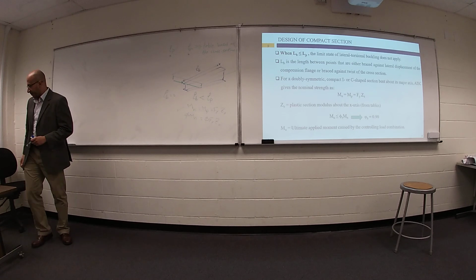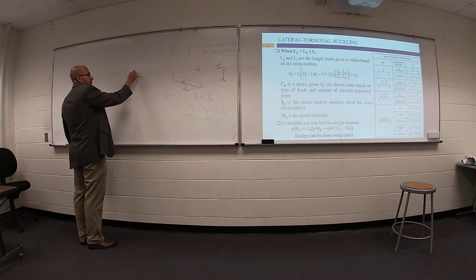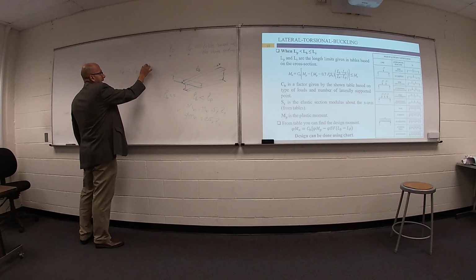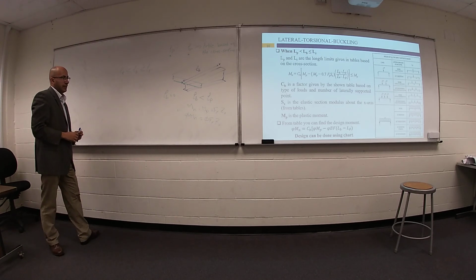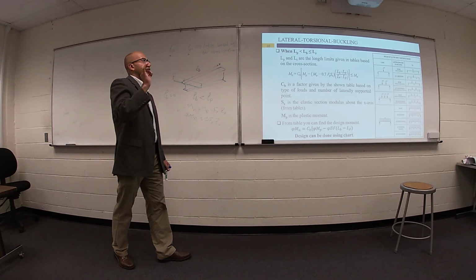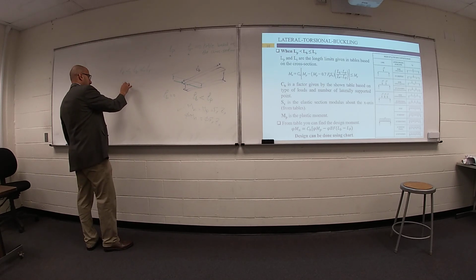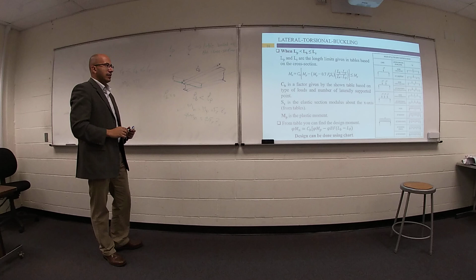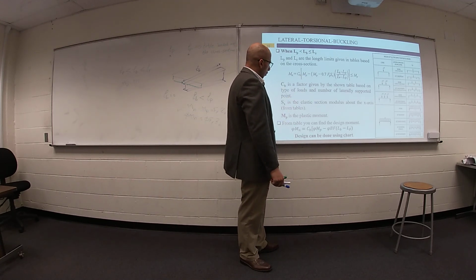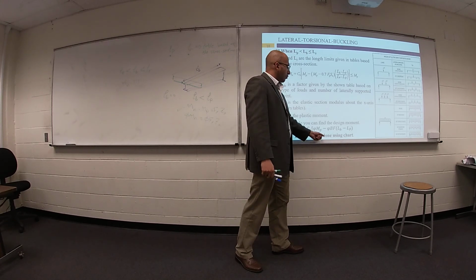The second case, your unsupported length LB is in between LP and LR, smaller than or equal. So we have some concern regarding lateral torsional buckling. We can get your nominal moment by three options. First option, you can use this equation, or you can use this equation, or we can use the chart.